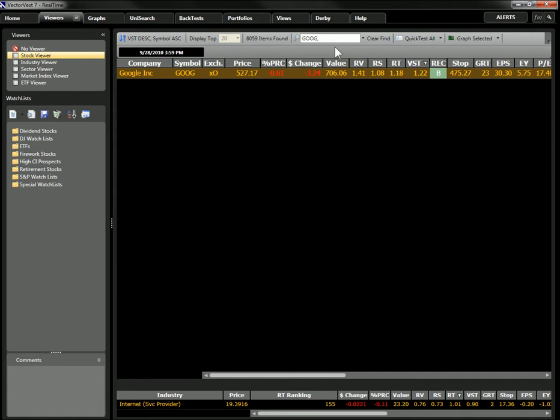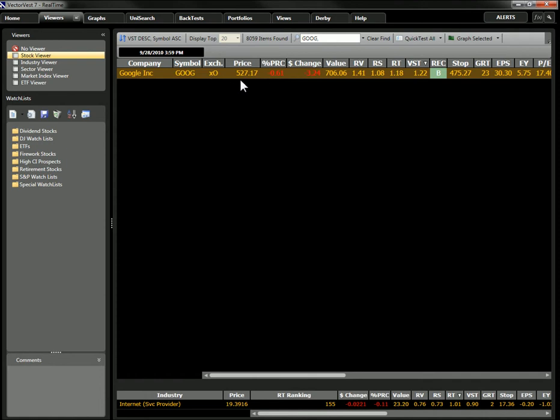VectorVest gives you a wealth of information, beginning with the company name. Next, you see the ticker symbol. To the right of that, you'll see the exchange. You can see that Google is traded on the over-the-counter or NASDAQ exchange. If you saw an N there, that would represent the New York Stock Exchange, A for American Stock Exchange, B for Bulletin Board, I for Index, P for Pink Sheet, and if you see a little X in front of the exchange, it lets you know that that stock is optionable.